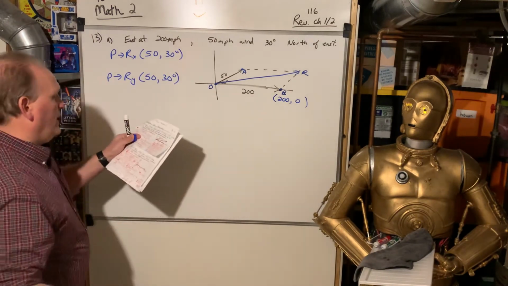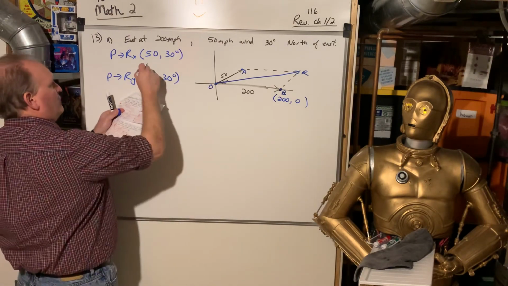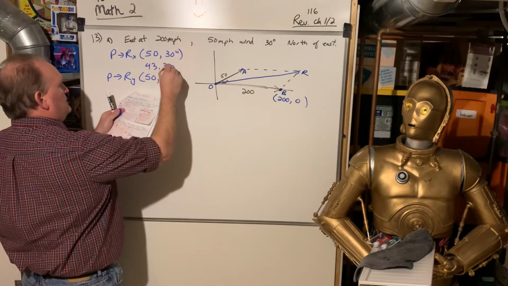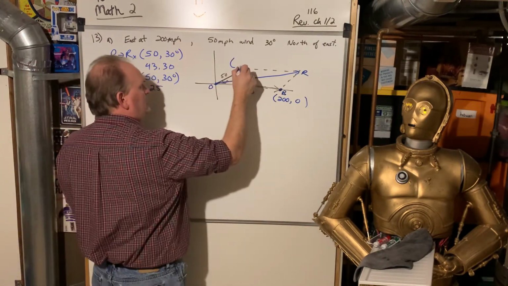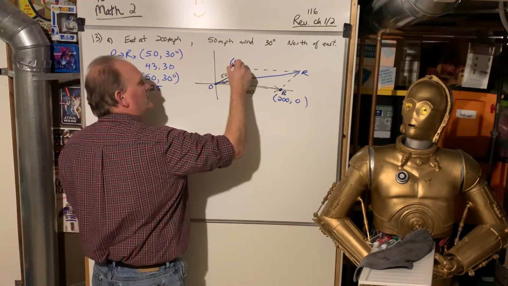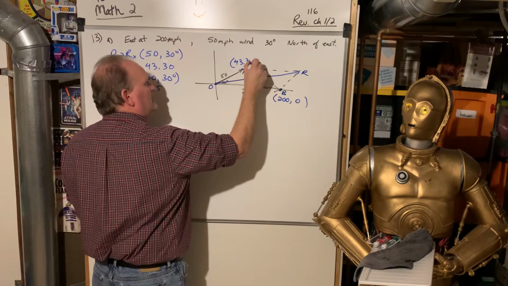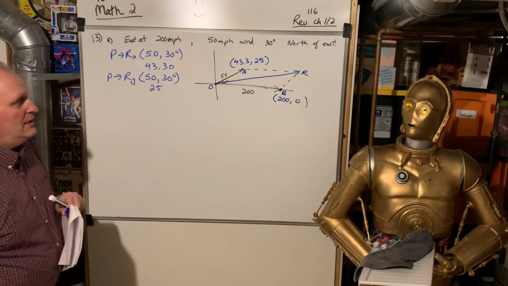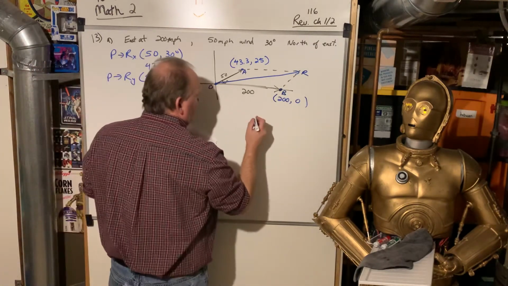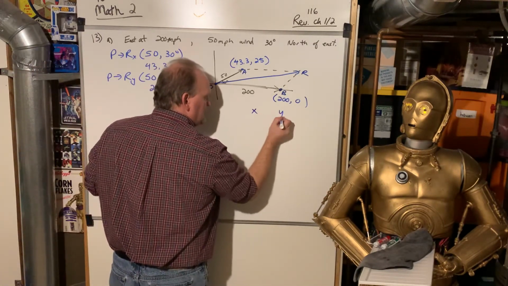And so when you do that, you get 43.30 and 25. So that means this point in space is 43.3, comma, 25. The x and the y. That's what we just found right there. All right? So to try to make things easier, here's the x's, here's the y's.